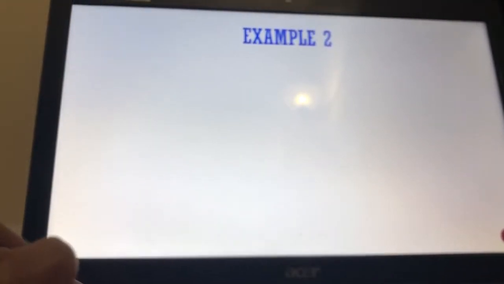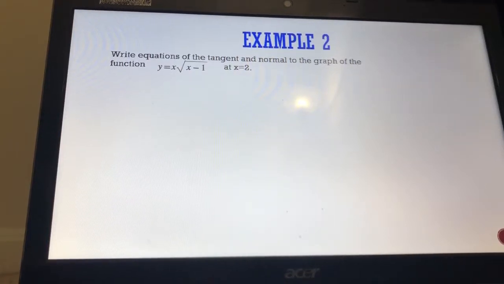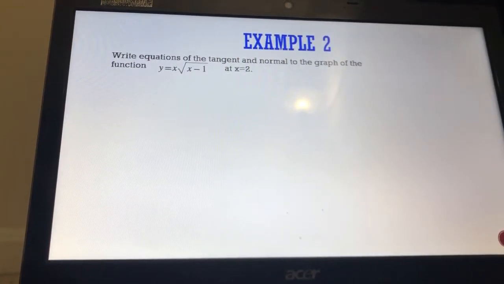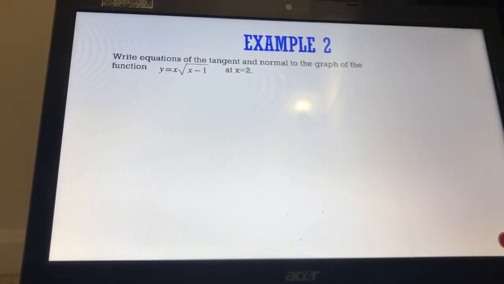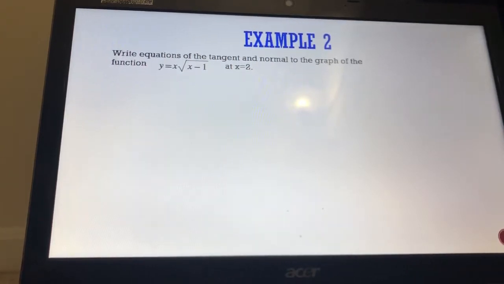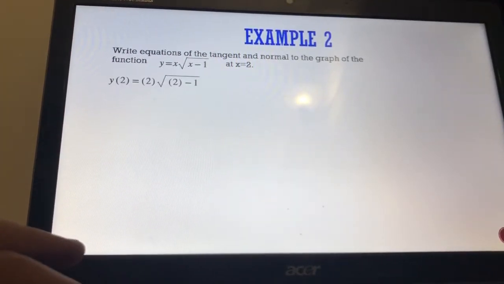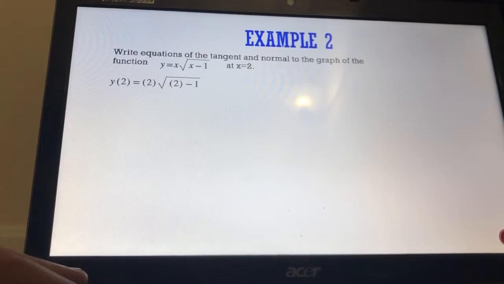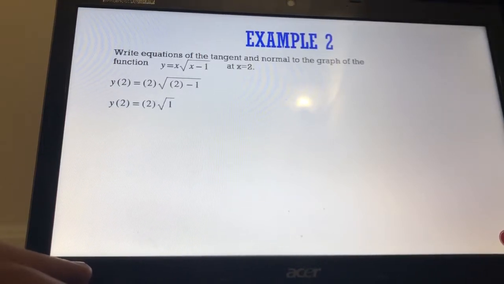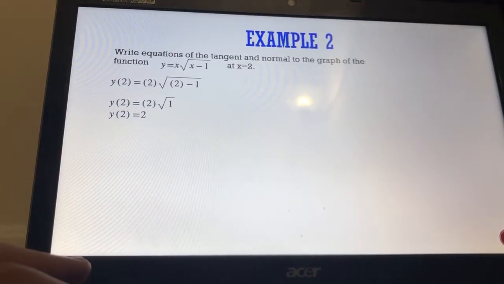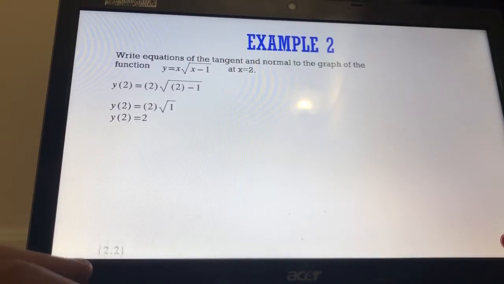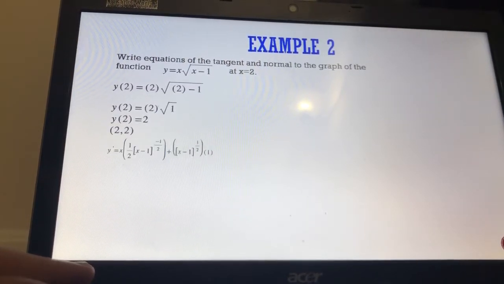Now for example number 2. Are you ready? Here we go. Write the equation of the tangent and normal line to the graph of the function y equals x root x minus 1. So this is a product rule. First we plug in x to find the y. And when we plug x in to find the y, it would be 2. So the point will be 2, 2.